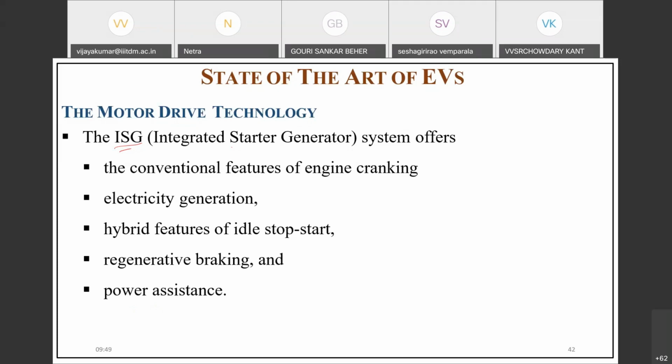So because of this integration, why are they claiming these advantages? Because you are having the starter generator. Starter means it's a power converter. So once you are having the power converter, you can achieve the 4-quadrant operation in it. So because of the 4-quadrant operation, you can achieve all these advantages with this ISG technology.